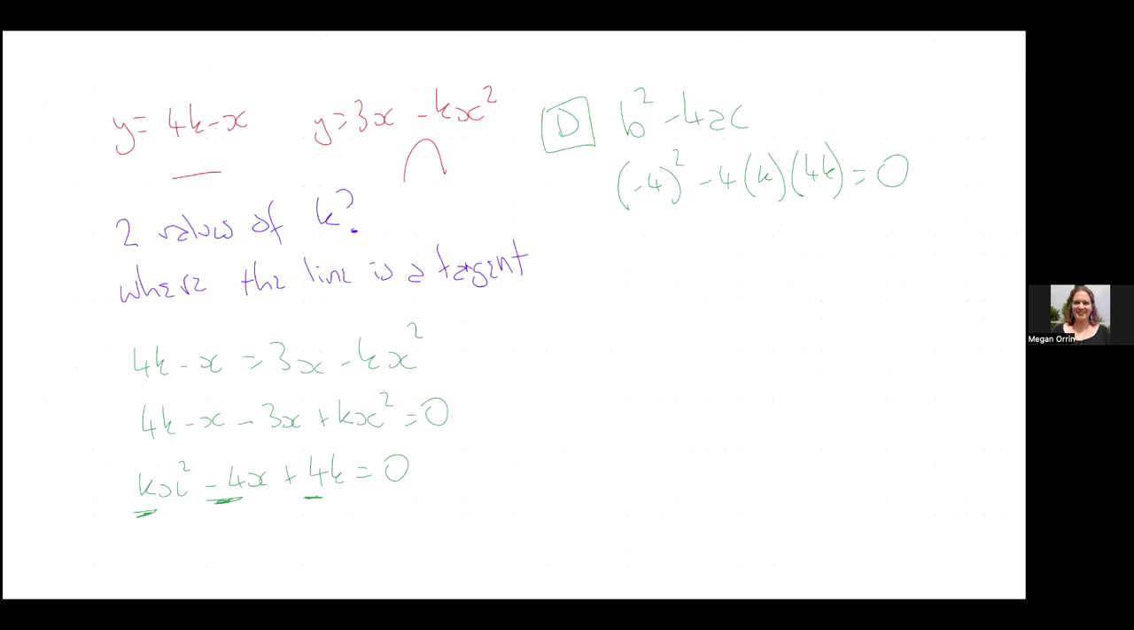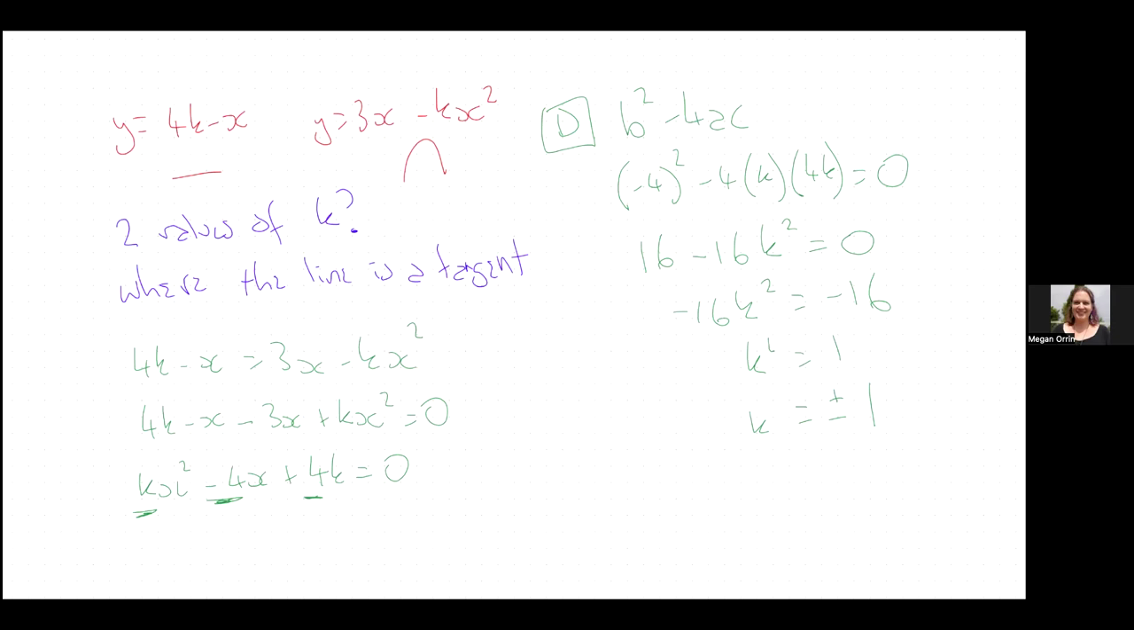Yes? No, we don't know what k is yet. We're trying to solve for k. That's what we're doing right now. Right? Because that's the only unknown I have. It's just k. So negative 4 squared is 16 minus 4 times k, which is negative 4k, times another 4. So I have 16 minus 16k squared equals 0. Right? I'm just multiplying this. So then negative 16k squared equals negative 16. Bring it across. So then k squared equals 1. So then k is positive and negative 1. Right? You must take the positive and negative square root.